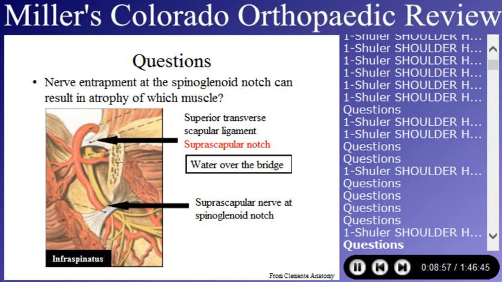Don't forget the notch up above is the suprascapular notch, where water runs over the bridge. The artery is actually over the superior transverse scapular ligament. The nerve is underneath that ligament. Spinoglenoid notch is further distal. That's why it only affects the infraspinatus. If you have nerve entrapment at the suprascapular notch, you will affect both the supraspinatus and infraspinatus.